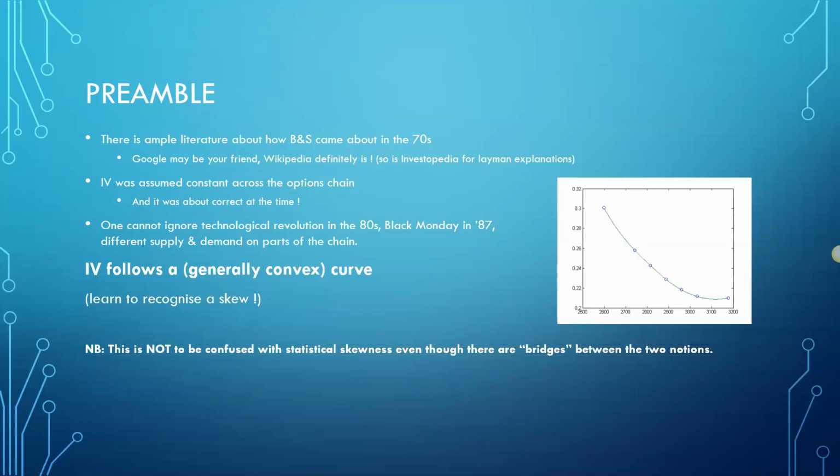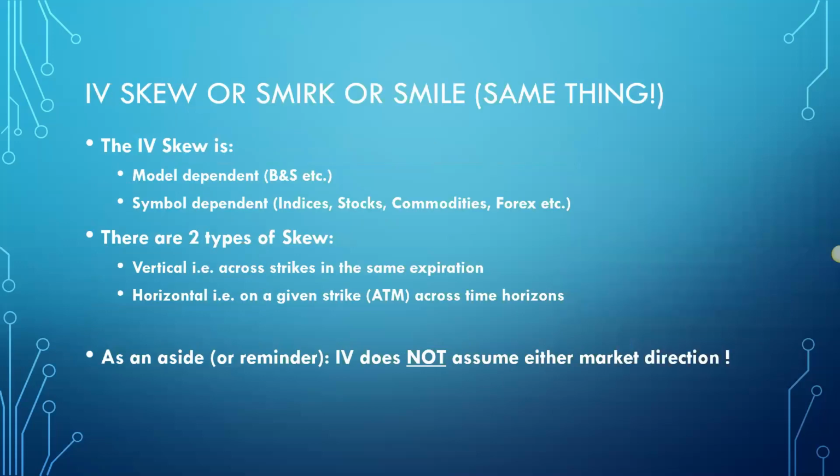And as a reminder for statisticians, this has not much to do with the skew of any distribution. Although when you look into the mathematics of it, there are some relations, but this is the options jargon, not the statistics jargon. Sometimes the skew is called the smirk or the smile, all those things are the same thing. What is important to understand is that the skew is model dependent.